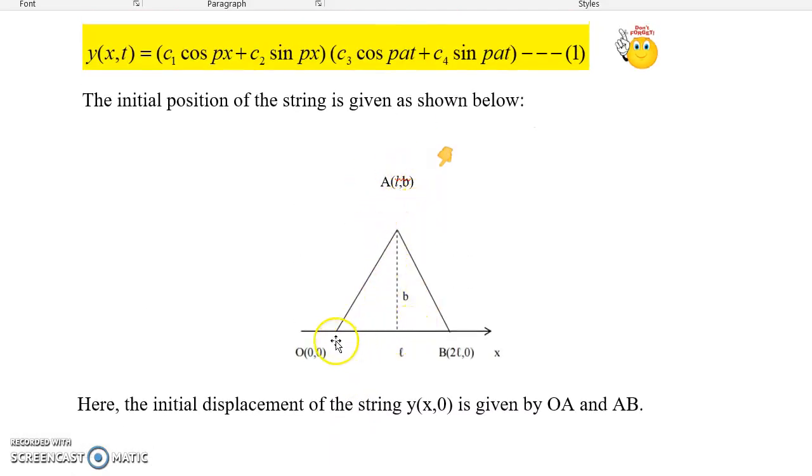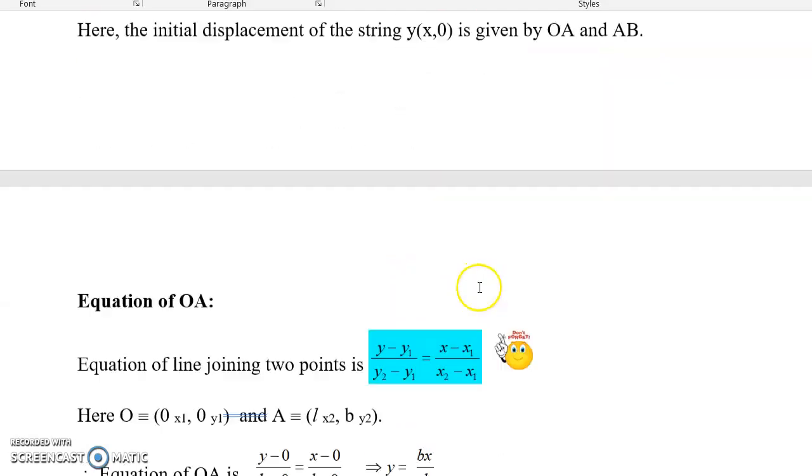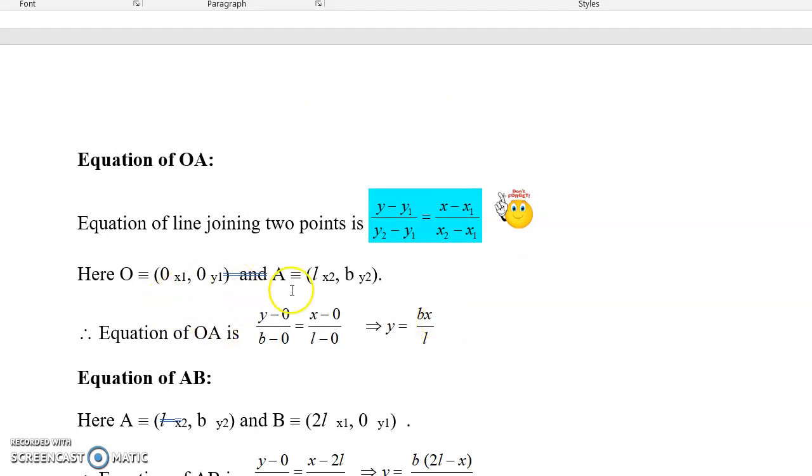So what will be A? This distance is L and this distance is b. So the point A will be L comma b. So O is 0, 0, A is L comma b. So we call O as x1, y1 and we call A as x2, y2. And using this x1, y1 and x2, y2, substitute in this equation of the line joining two points. And from this equation, you get the answer for y as b x by L.